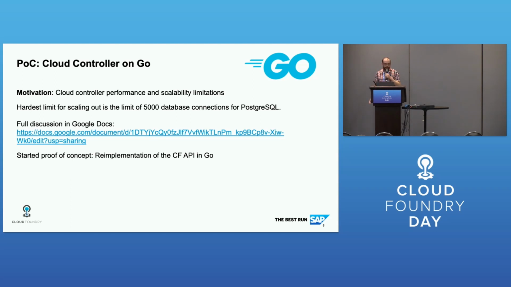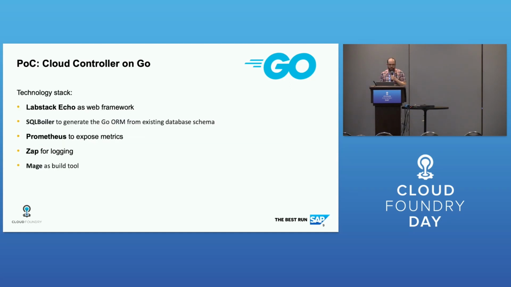There are other limitations. For example, Ruby does not make perfect use of the available CPU resources and so on. Many other Cloud Foundry components have already been migrated to Go for similar reasons. We wanted to check what it takes to move the cloud controller to Go. There's a large discussion in a Google Doc with all design decisions, and this is what we then came up with.